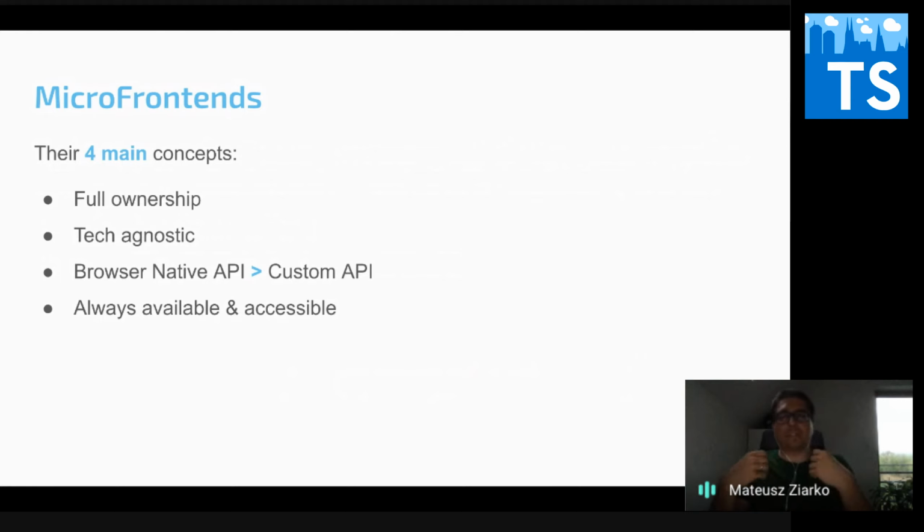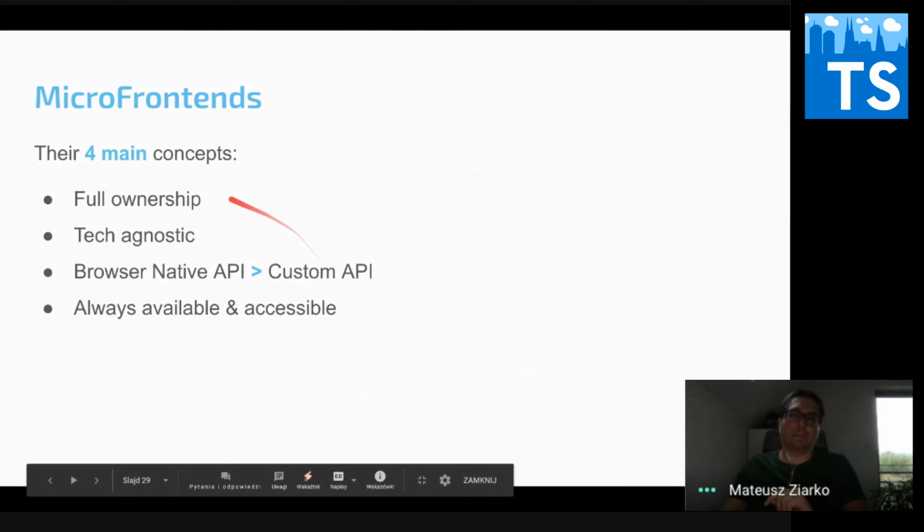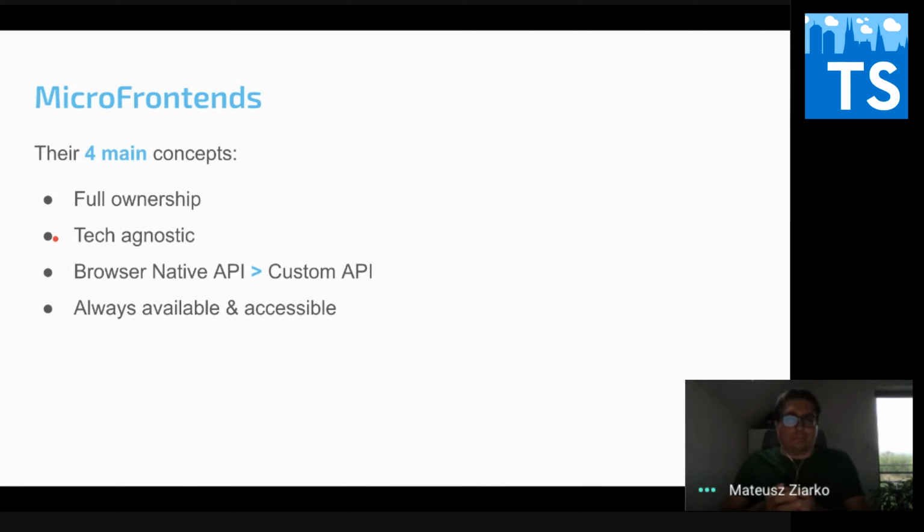Micro frontends got 4 main concepts. Mentioned already the full ownership. They should be tech agnostic. So totally independent, just like microservices. That's quite similar architecture. Because we've got services there, here we've got features and components.